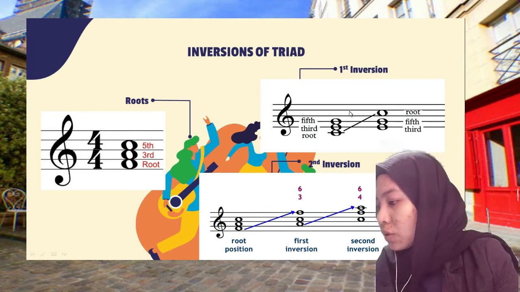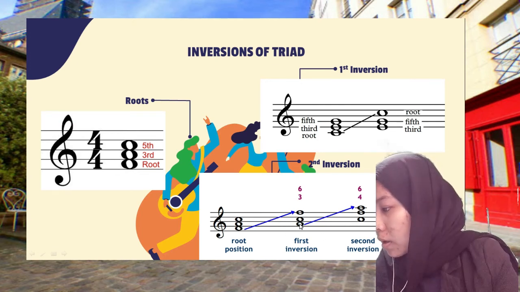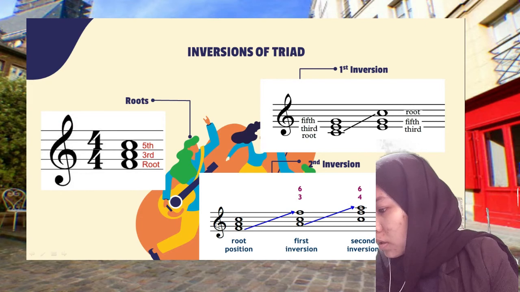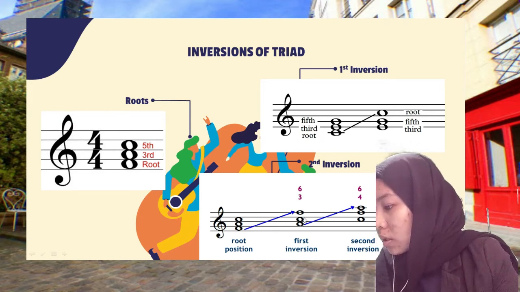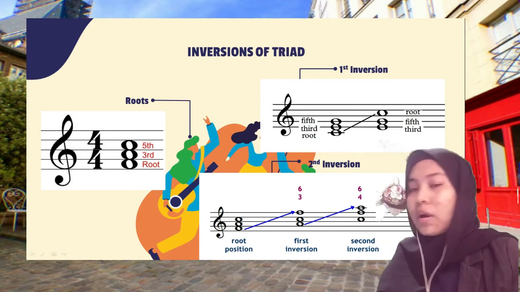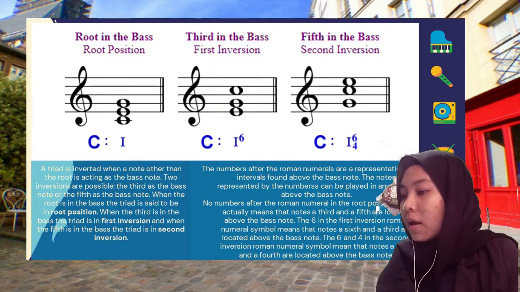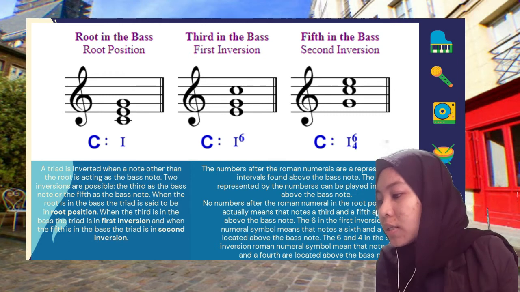For your information, the first inversion is also known as the 6-3. And then for the second inversion, you see the root here, the third here, and the third from the first inversion is moved up to after the fifth here. So the second inversion is also known as 6-4, right? Okay, this is another example of the inversion for the triad.